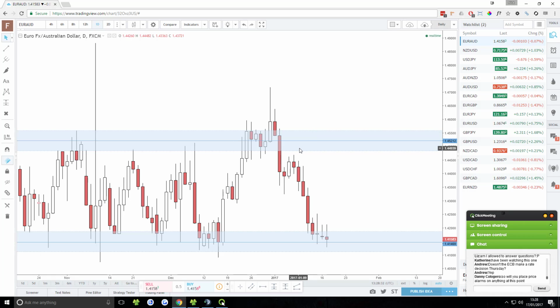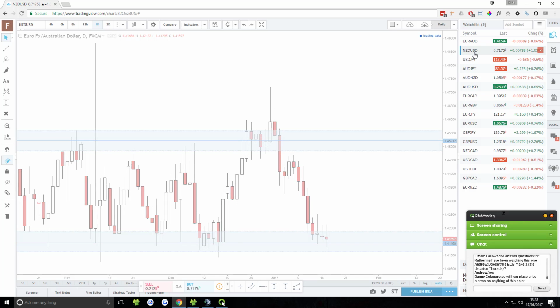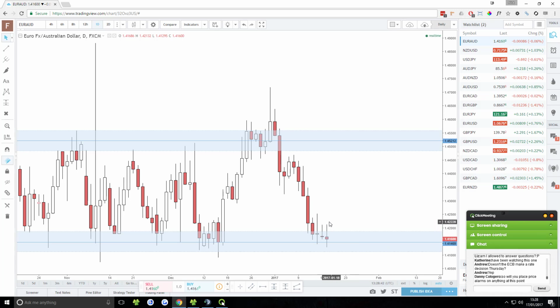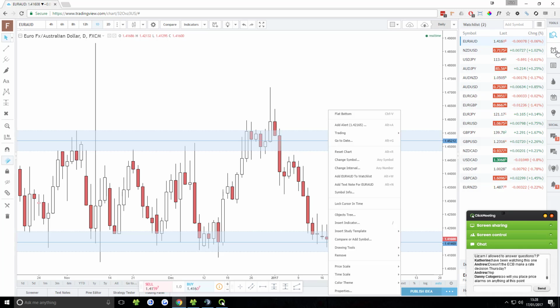Danny is asking, will I place price alarms on anything? Yeah, of course. I'm always placing price alarms. And that's the cool thing about TradingView. It allows you to place price alarms. So does MT4, but I kind of like the alarm system in TradingView a bit better.